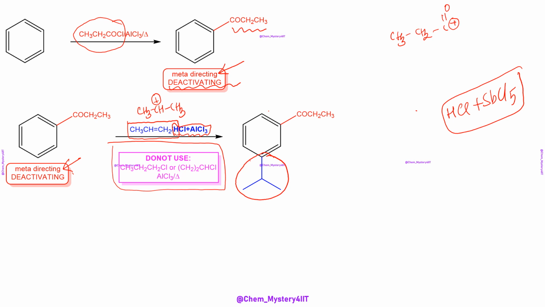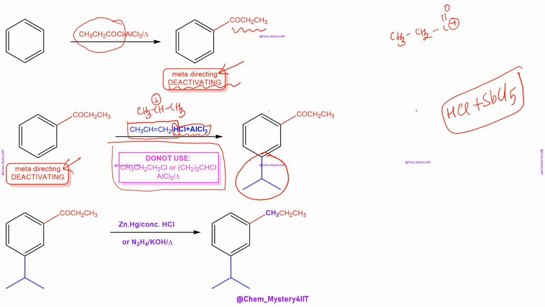And in the last step, we are converting this CO group back into a CH2 group. We can use either the Clemmensen reduction, this one, or we can use the Wolff-Kishner reduction, and we can get the final product. So that was a very interesting question to check the conceptual understanding of the students, how you can get two alkyl groups onto the benzene ring, and these two at the meta position.